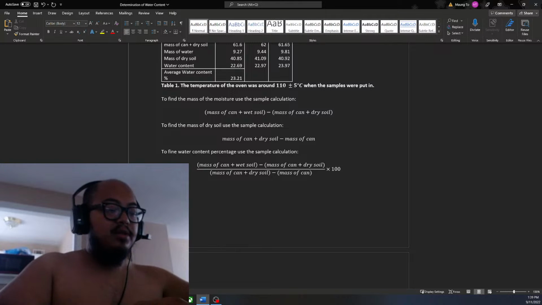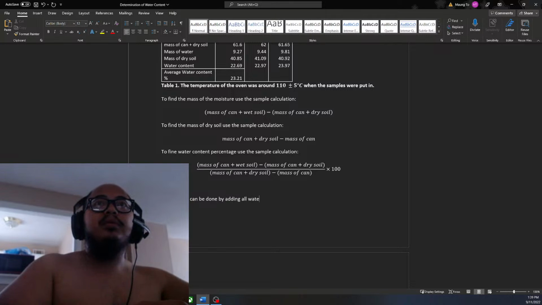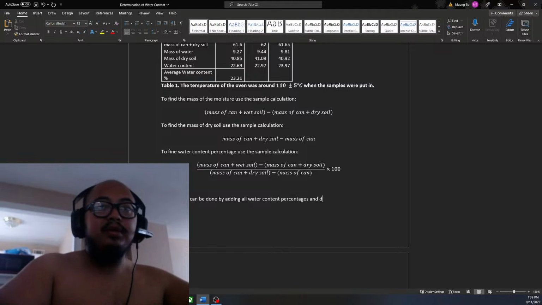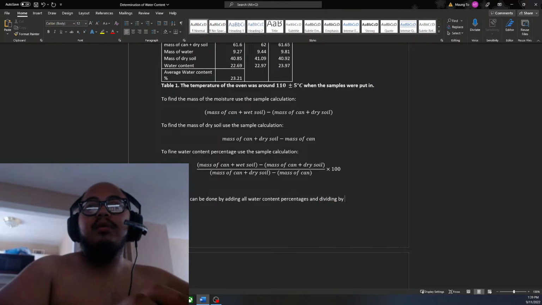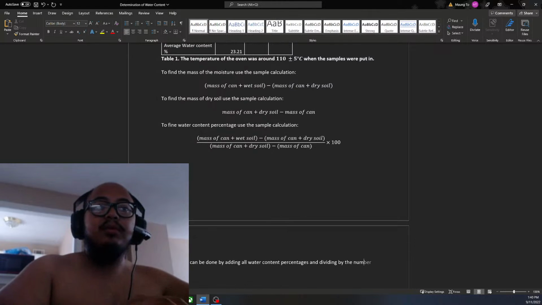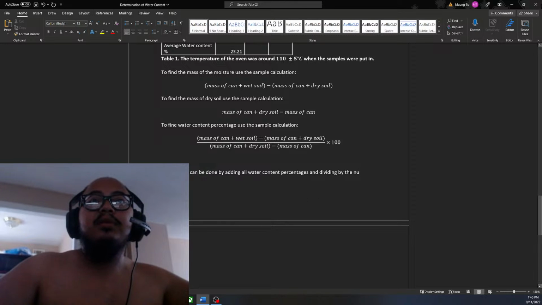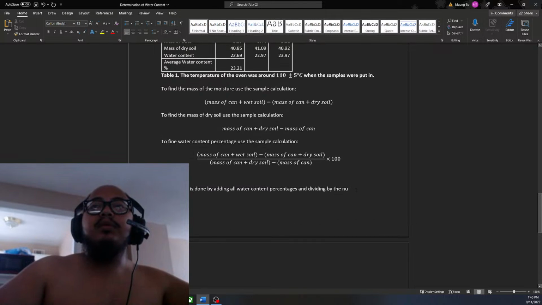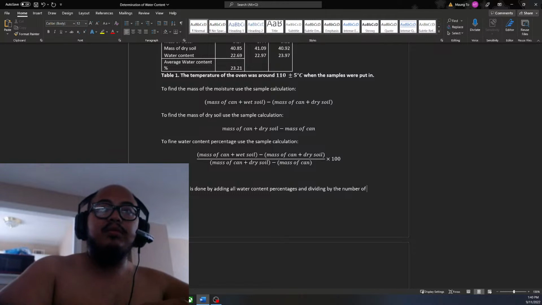In case people don't know what average is, the average water content percent is found by adding the values and dividing by 3, the number of data sets.